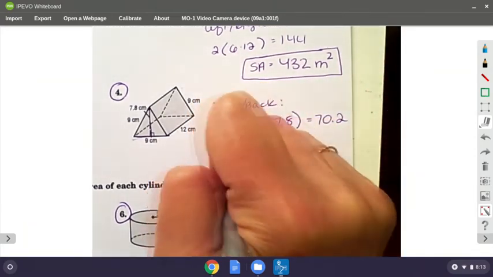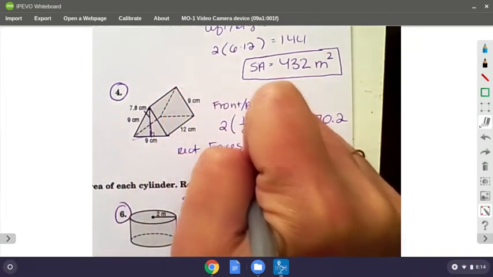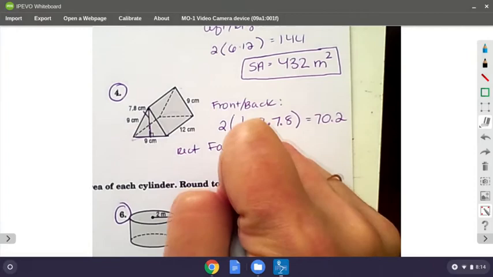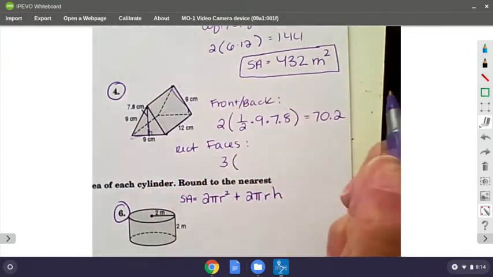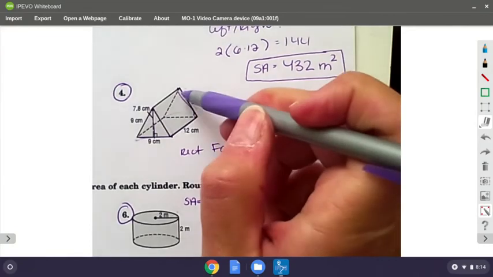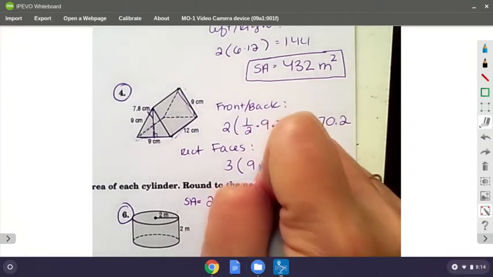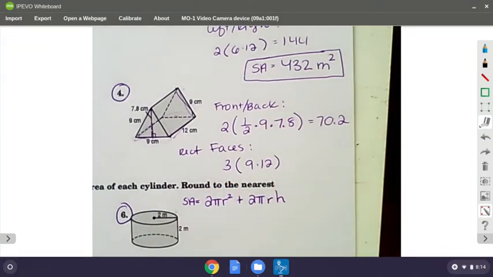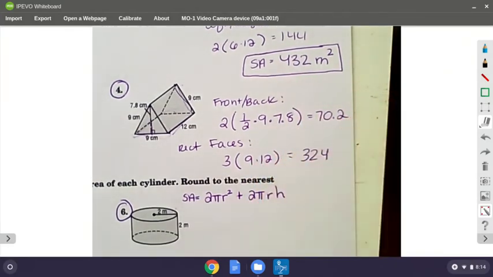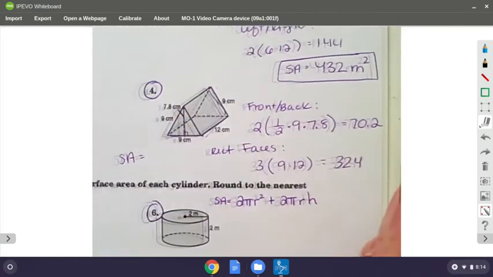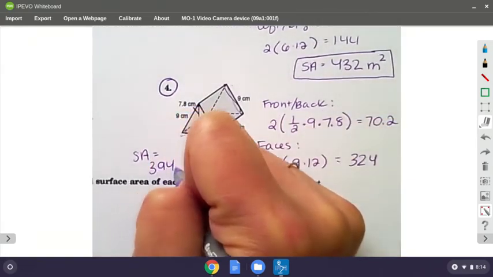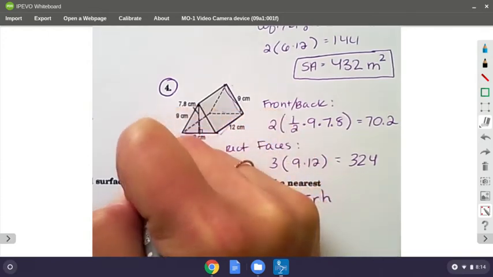And then the rectangle faces, there's 3 of them, and they're all 9 by 12. You just always want to make sure to look at each one. This one's 9 by 12. This one is 9 by 12. And this one's 9 by 12. So 3 times 9 times 12. 9 times 12 is 108, and then times 3 of them is 324. And then you just want to add them together. 324 plus 70.2, and you get 394.2. So the surface area here is 394.2, and this is square centimeters.